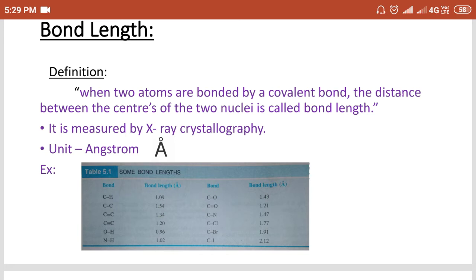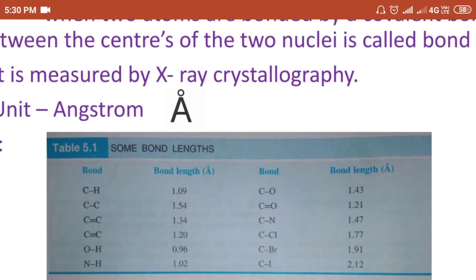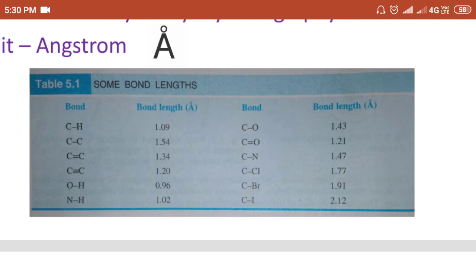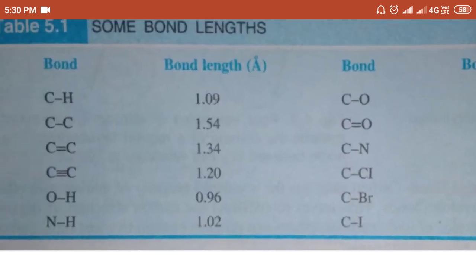For different atoms, the bond length is different. If the bond is single or double, the bond length will also change. Bond length is measured by the X-ray crystallography method, and the unit of bond length is angstrom. These are the examples for bond length.